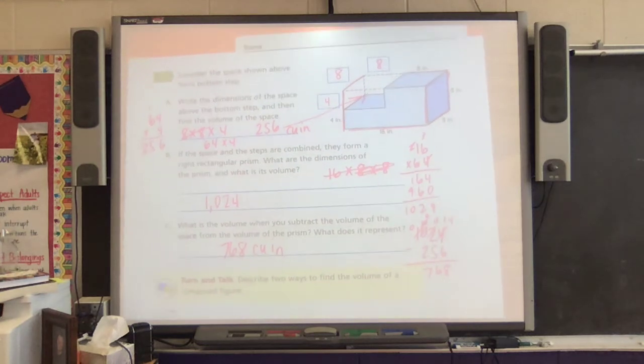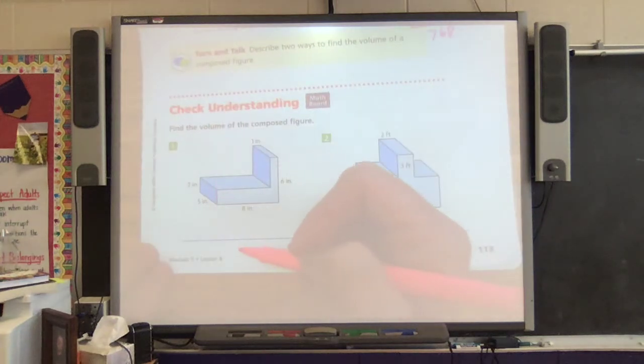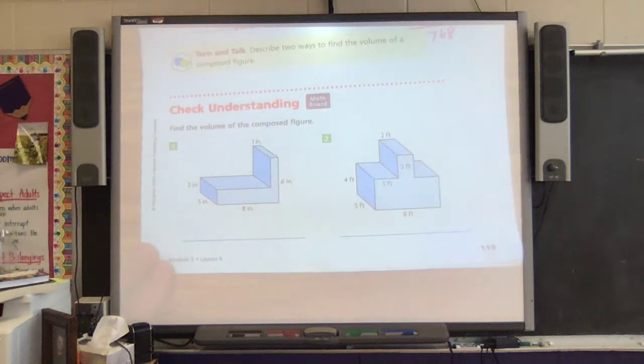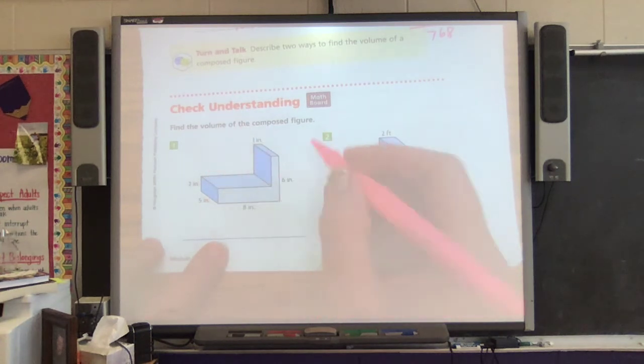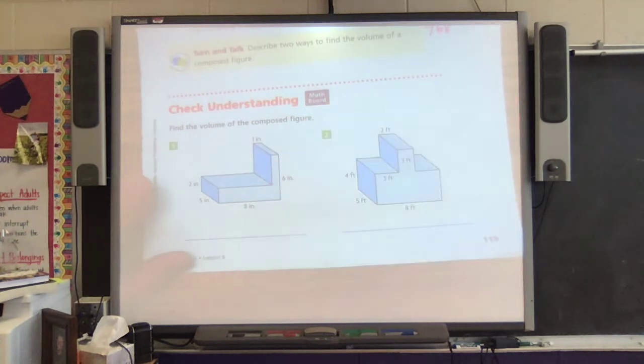But when we're doing them in here, I most of the time chop them up and figure them out that way because I feel like that's a little bit easier. So let's do that for number 1. We need to find the volume of this figure, which means we have to make it right rectangular prisms. You can do it either way that you want to.